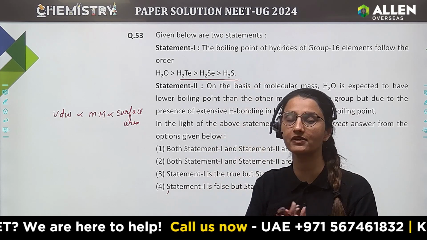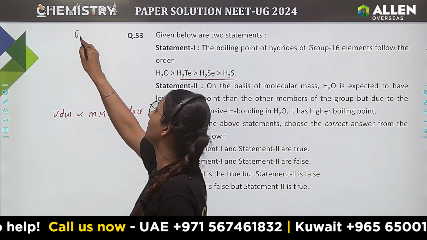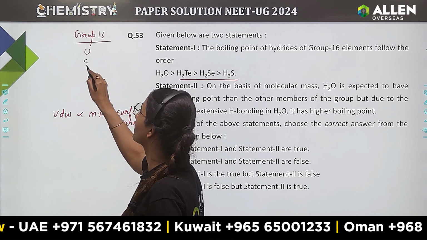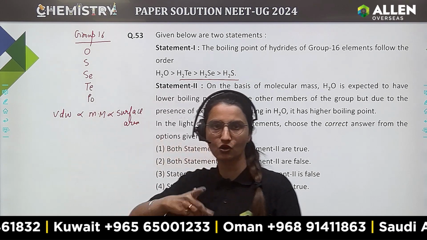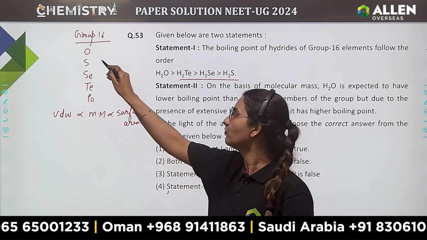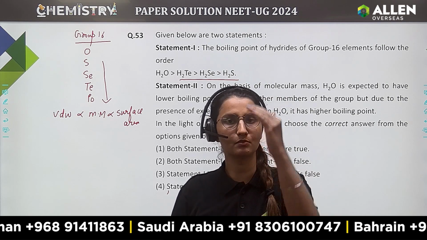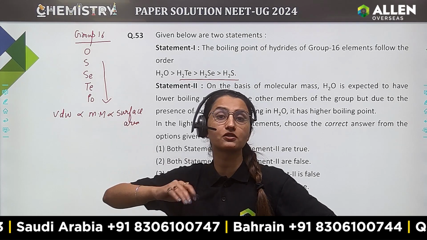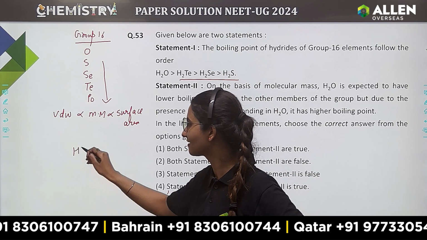Boiling point is increasing. See, from sulfur, because we know what our group 16 elements are, students. Group 16 elements are oxygen, sulfur, selenium, tellurium, polonium. I'm sure you know this trick, no? Use the trick, right? So when we move from sulfur to polonium, size increases, van der Waals force increases, boiling point increases. But our dear H2O, because of hydrogen bonding, we know what is hydrogen bonding, students?